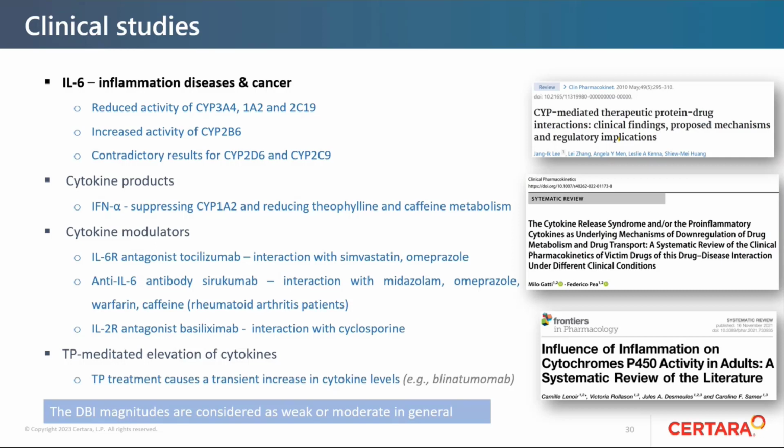The alteration of cytokine levels and the clinical interactions have been observed in inflammatory disease, in cancer, or with the treatment of cytokine products or cytokine modulators. Besides, there are also cases where cytokine levels are elevated transiently after therapeutic treatment. Freddie has already given you quite a lot of details about that. But what I'm going to talk about in the next few slides is a case of modeling the IL-6-mediated CYP suppression and DDI simulation using this new module.